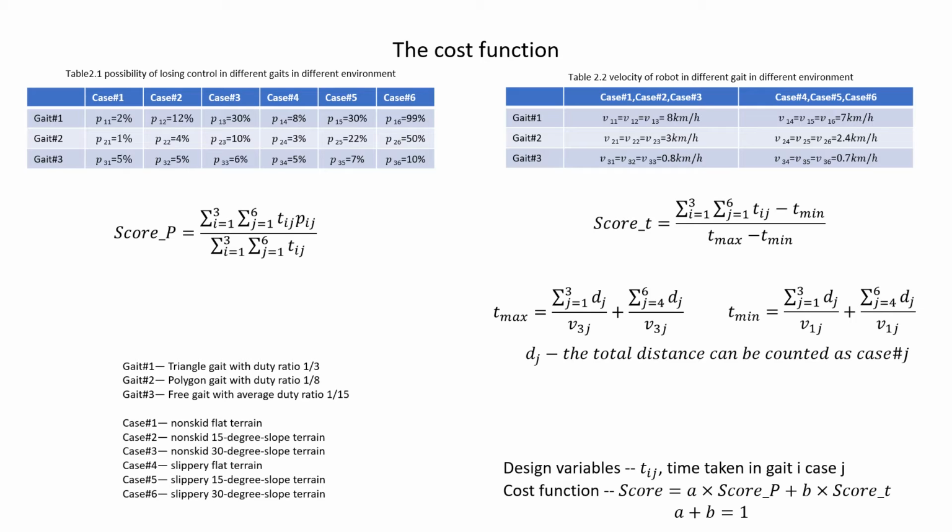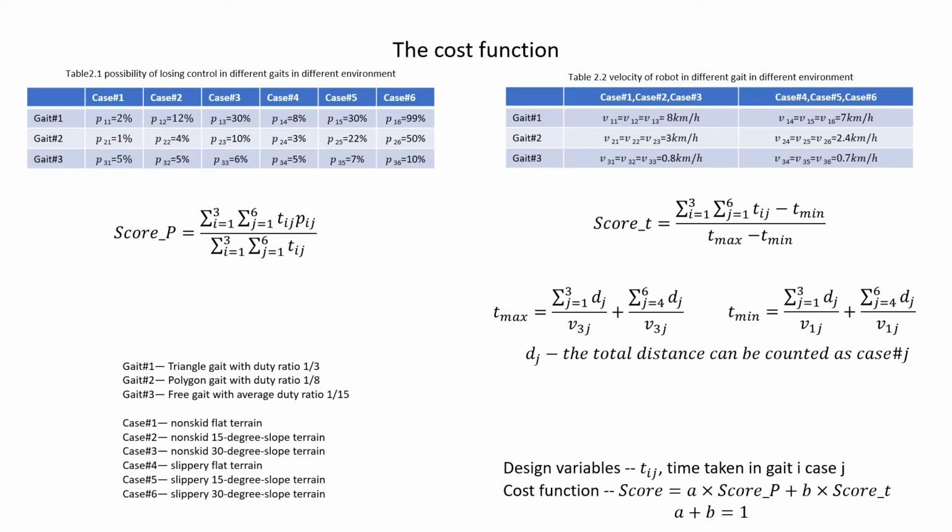And according to the research of the gaits introduced in my project proposal, I formed a table of probability of losing control. Our goal is to stay relatively safe for a long time. So I wrote down the formula. The score for losing control is the sum of all time multiplied by the probability, divided by the sum of the time.